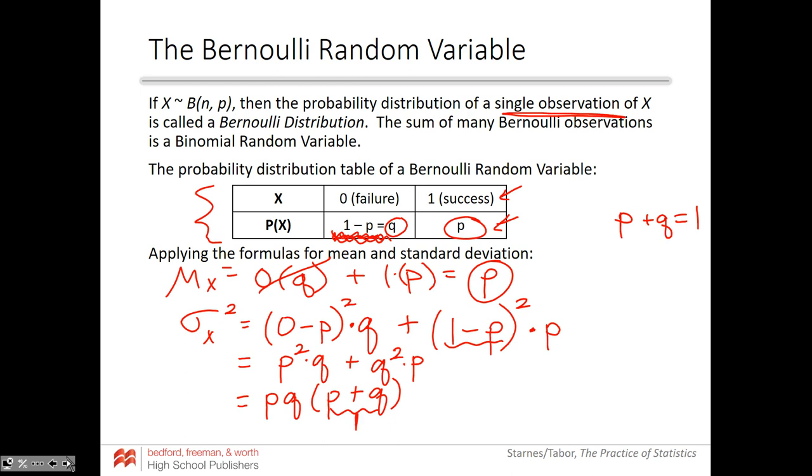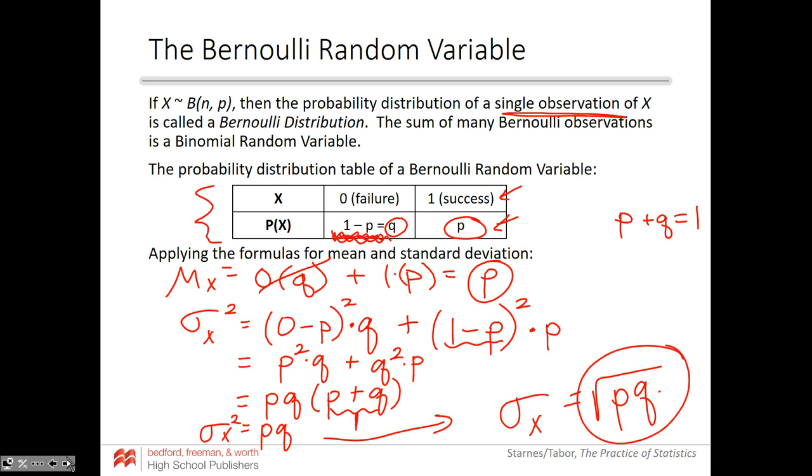So sigma squared, the variance, is just p times q times 1, or just p times q. So my variance is pq. Remember, we really care about our standard deviation. So my standard deviation of x is the square root of pq. There's my mean, here's my standard deviation. Remember, this is of a Bernoulli random variable, so this is like one multiple choice question.